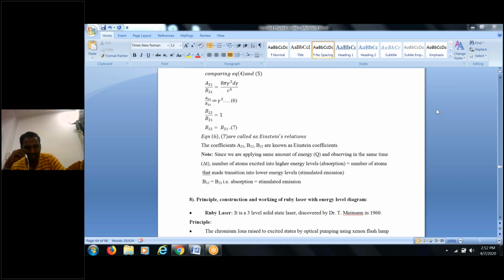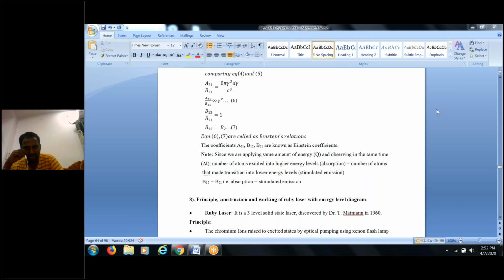Therefore, first one, solid state laser. This solid state laser has an example of ruby laser. Gas laser example is helium neon laser. And semiconductor laser is further divided into two categories: homojunction semiconductor laser, and heterojunction semiconductor laser. For homojunction semiconductor laser, gallium arsenide semiconductor laser is the example. For the heterojunction semiconductor laser, gallium aluminium arsenide is the example.